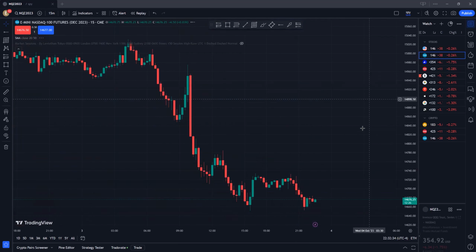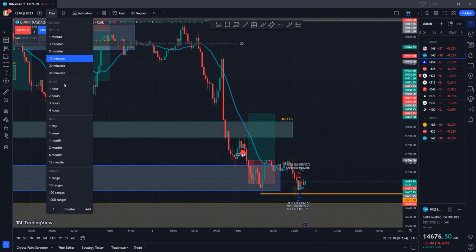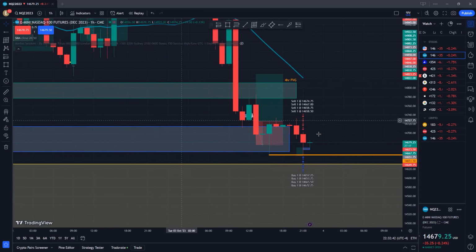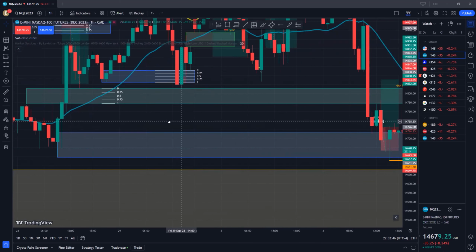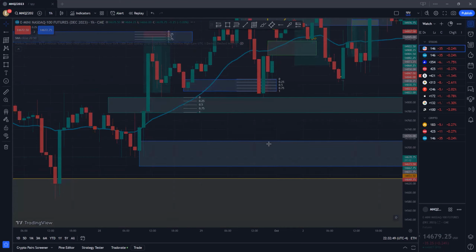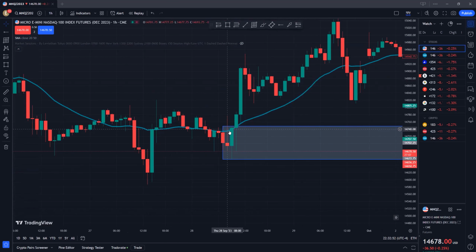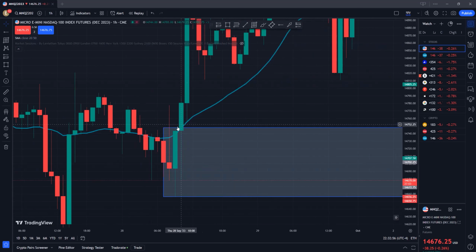So we're going to jump down to the 1 hour on NQ. I'm going to show you the chart. These are quick scalps I did earlier. On this specific section on the 1 hour for NQ, we have a healthy order block. Why is it a healthy order block? Because of this gap.